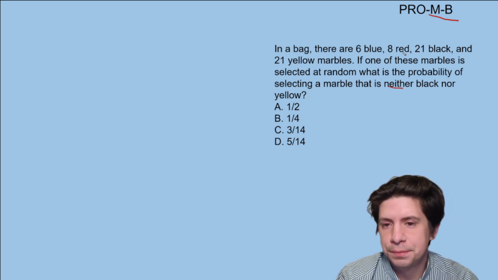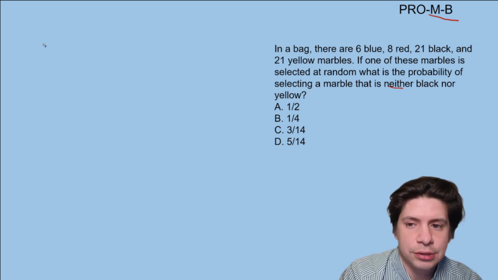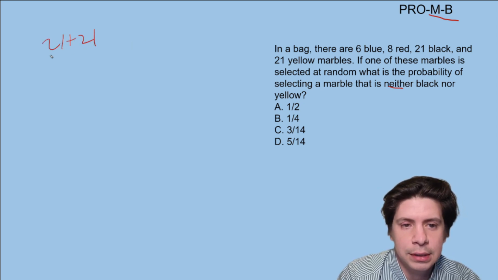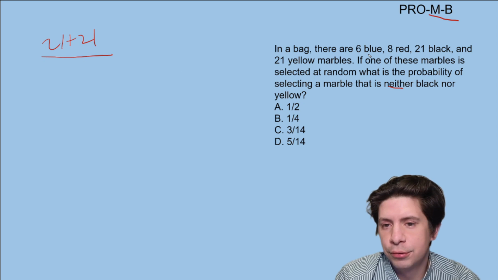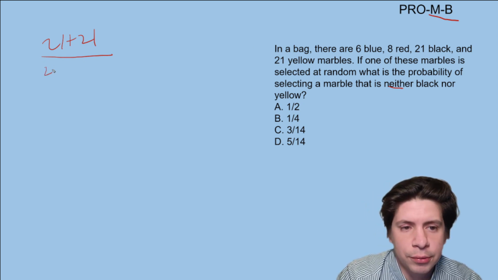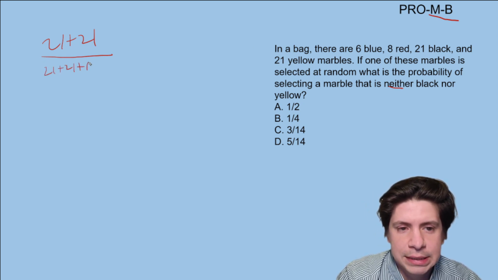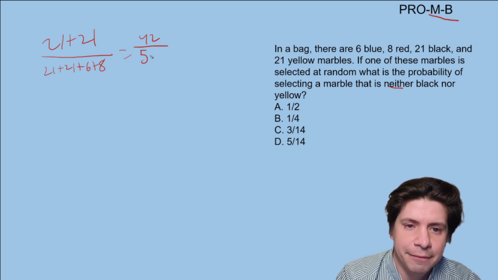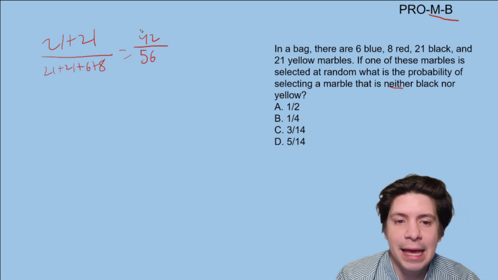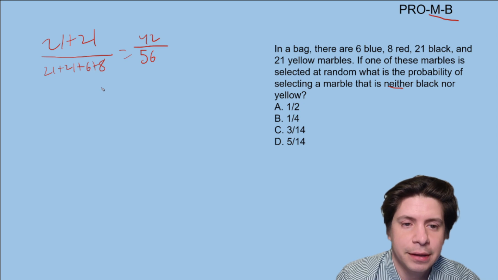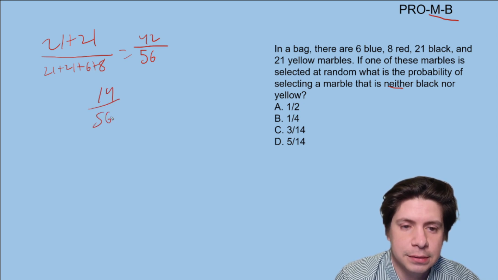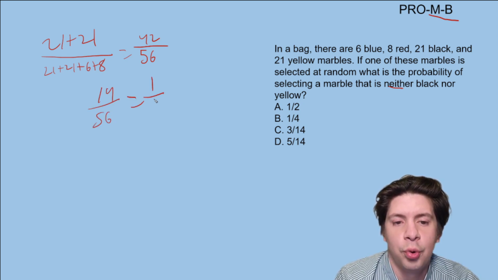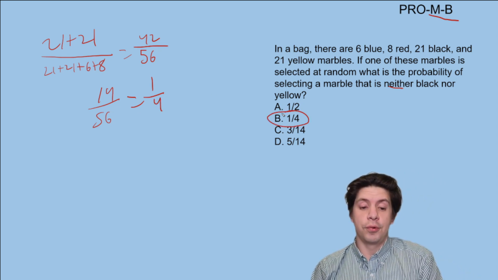black nor yellow? So black and yellow are 21 and 21, so we would add them, and then we would do over the total, which would be 21 plus 21 plus 6 plus 8. That would get us 42 over 56, but we want the probability of it being neither of those, so it's going to be the other 2, so it's going to be 14 out of 56. And that will be 1/4. So our answer here will be B as in boy, right? 1/4.